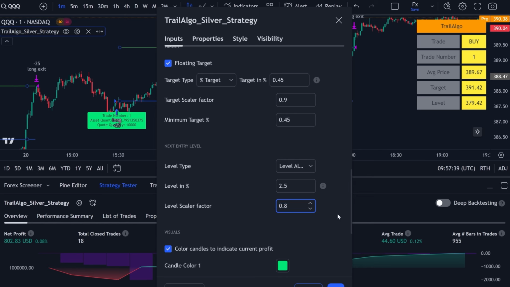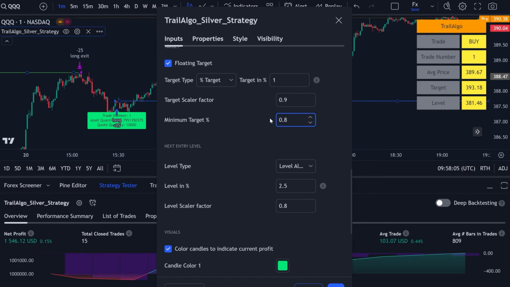Decreasing the scale factor results in more frequent trades, providing more trade opportunities in the markets. Conversely, increasing the scale factor leads to fewer trades, suited for a more conservative trading approach. We can just change the target to 1%. And a minimum target of 0.8.